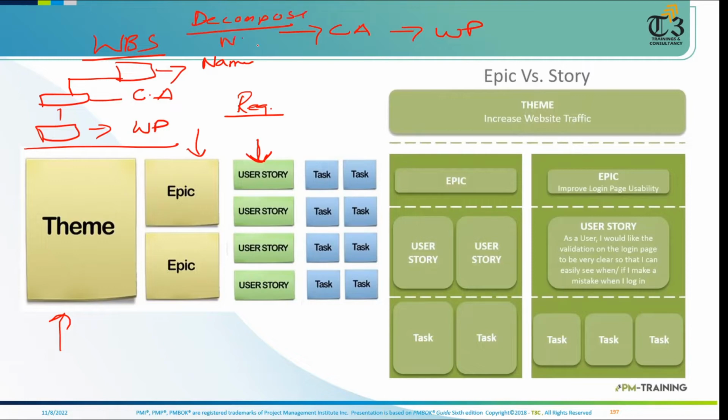There was a project name at L1. It was decomposed into control accounts. And then control account was further decomposed into work package. This is clear? Yes. Sure. Clear. Here what is happening?